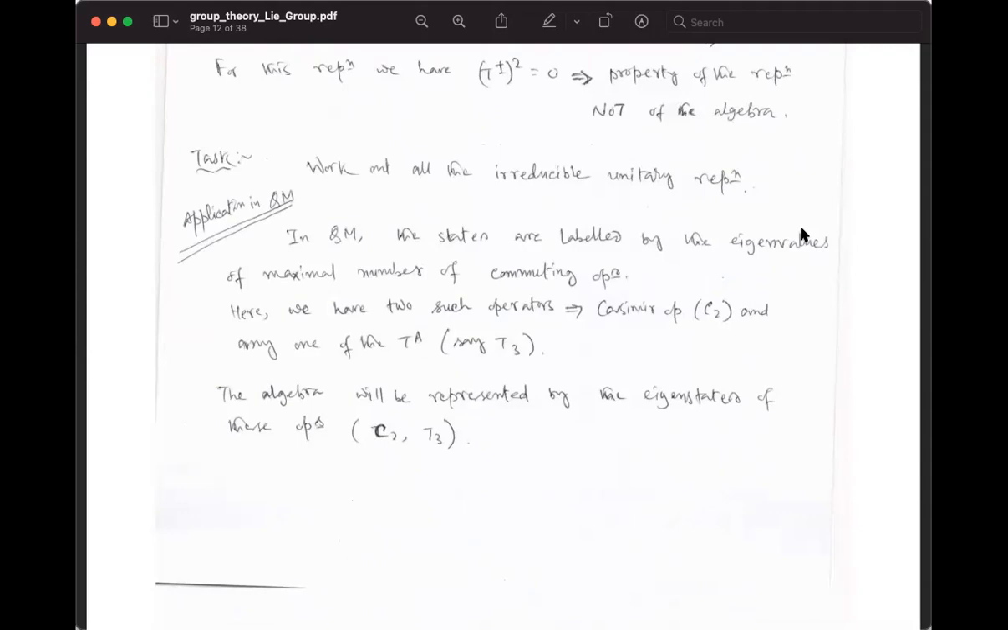Here we have two such operators, the Casimir operator C2 and any one of the T^a. For example, let's say T3, because T3 is much easier to deal with as it is diagonal. The algebra will be represented by the eigenstates of these operators. So if you remember, we have defined this like |j, m>. This is the state vector, right?